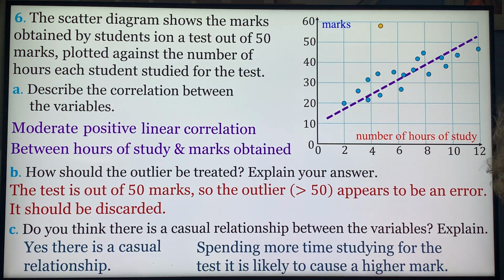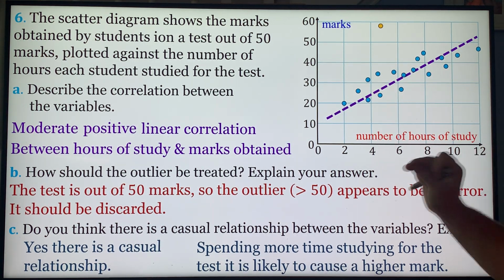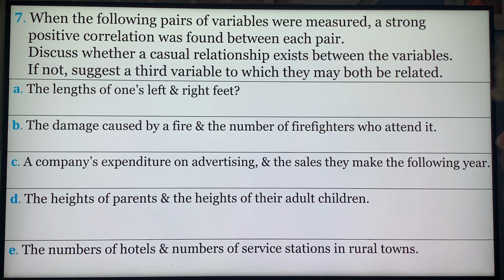Ready for the last question? When the following pairs of variables were measured, a strong positive correlation was found between each pair. Discuss whether a causal relationship exists between the variables. If not, suggest a third variable that they're both related to. Okay.